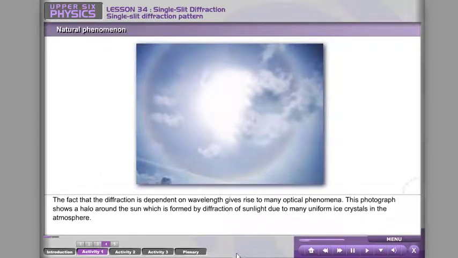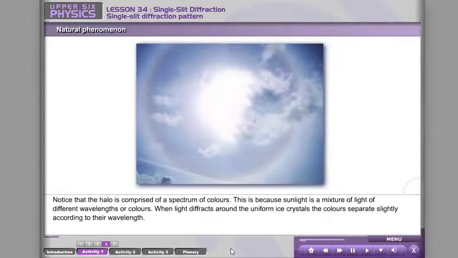The fact that the diffraction is dependent on wavelength gives rise to many optical phenomena. This photograph shows a halo around the sun, which is formed by diffraction of sunlight due to many uniform ice crystals in the atmosphere. Notice that the halo is comprised of a spectrum of colors. This is because sunlight is a mixture of light of different wavelengths or colors. When light diffracts around the uniform ice crystals, the colors separate slightly according to their wavelength.